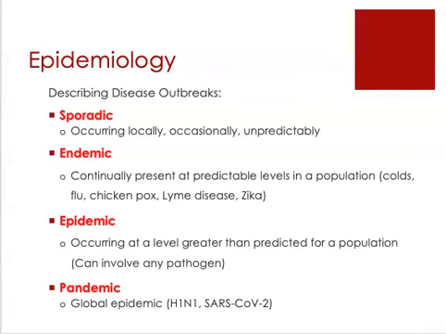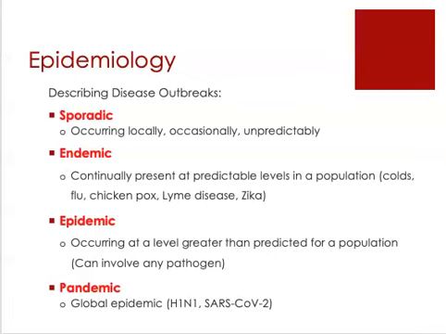We know, for example, that there is what we call a cold season and a flu season around the winter months. Those outbreaks of the common cold or the flu are predictable. We know when we expect to see them. We know what numbers we expect to see.